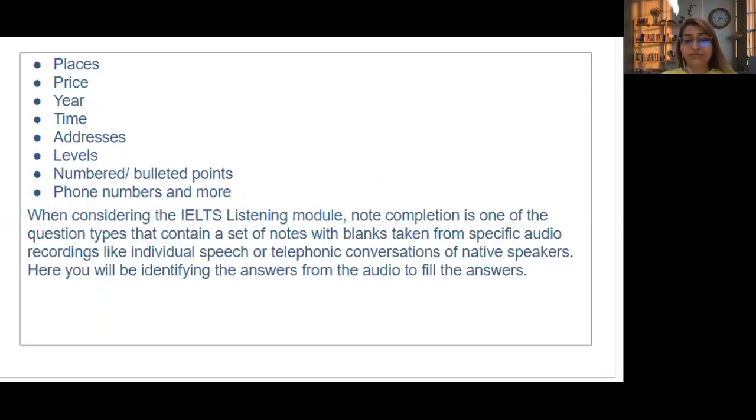So you will keep in mind all these things: the places, the price, the year, addresses, levels, phone numbers, or bullet points, right? So whenever you're considering the listening module, note completion is one of the question types that contains a set of notes with blanks from the specific audio recordings, like an individual speech. It can be a telephonic conversation of native speakers.